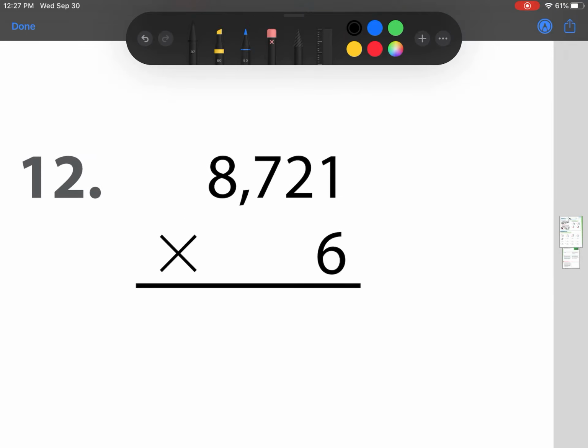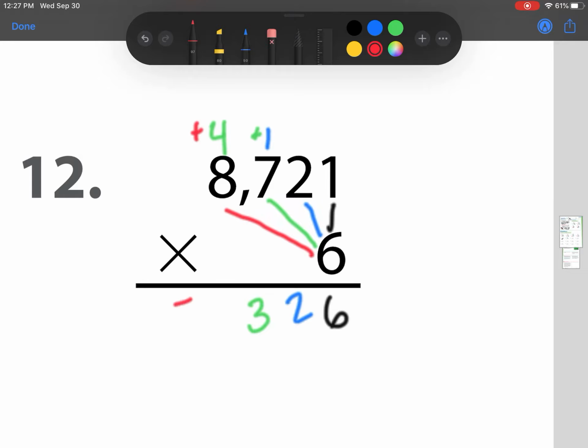So this one, I don't even have to go through my steps because I know my properties of 1, it's going to be the same answer. Headed off to number 12 now. We have 6 times 1 is 6. 6 times 2 is 12. Regroup that 1. 6 times 7 is 42, plus 1 is 43. Regroup that 4. And lastly, 6 times 8 is 48, plus 4 is 52.